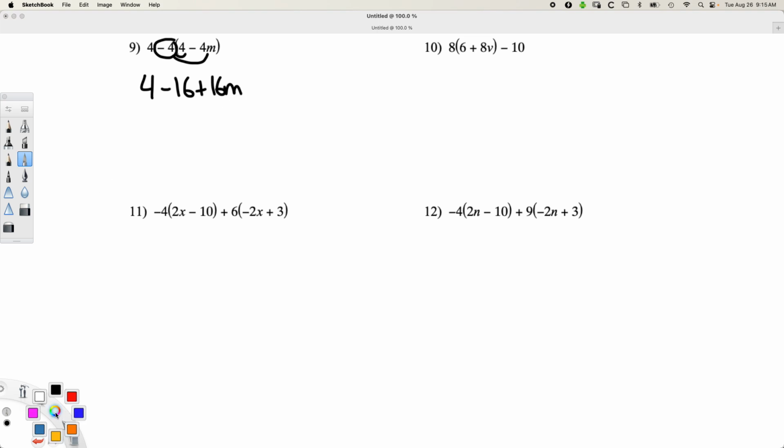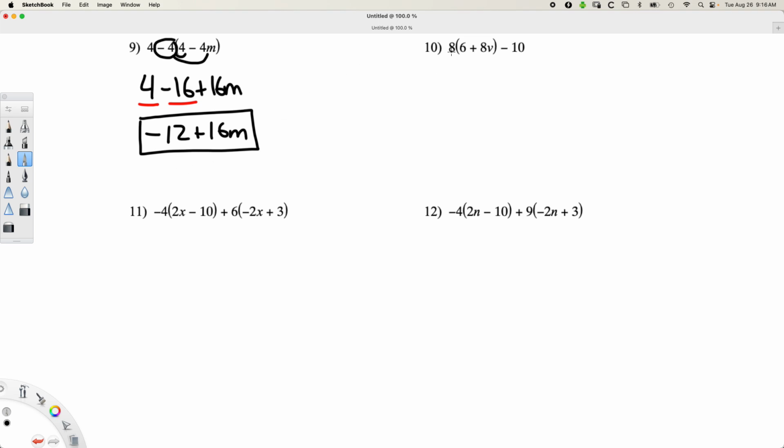Now I can combine my like terms because I've got a number here and a number here. And so 4 minus 16 is just negative 12. And I still have the plus 16m. Nothing I can do with that one. So that just is the answer for there.